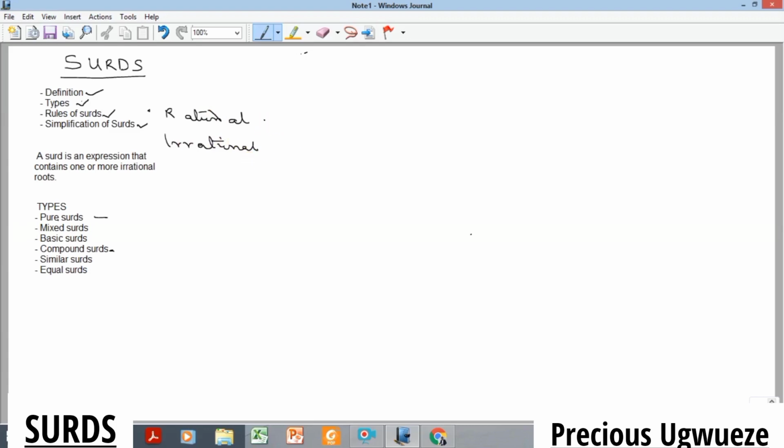Now we saw that rational numbers are numbers that can be expressed as fractions of whole numbers. That means stuff like whole numbers themselves, because if you have 2, it can be written as 2 over 1, so that means it's expressible as a fraction of integers. And then other fractions that are fractions of integers.